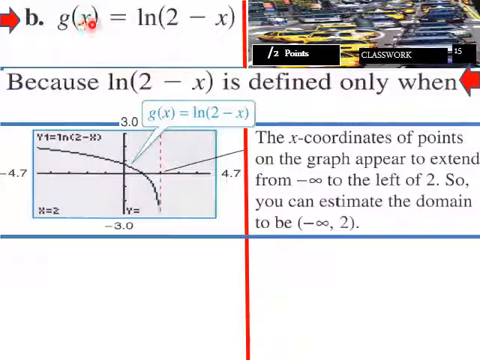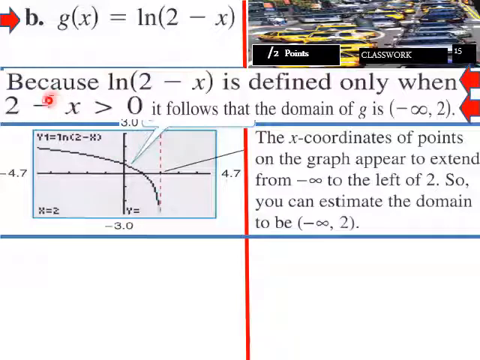Okay, so for b here, g of x equals natural log of 2 minus x, because natural log of 2 minus x is defined only when 2 minus x has got to be greater than 0. This has got to be greater than 0. It follows that the domain of g is negative infinity to 2. So your graph is coming this way from left to right, and then it hits your vertical asymptote at 2. The x-coordinates of points on the graph appear to extend from negative infinity to the left of 2. So you can estimate the domain to be negative infinity to 2.